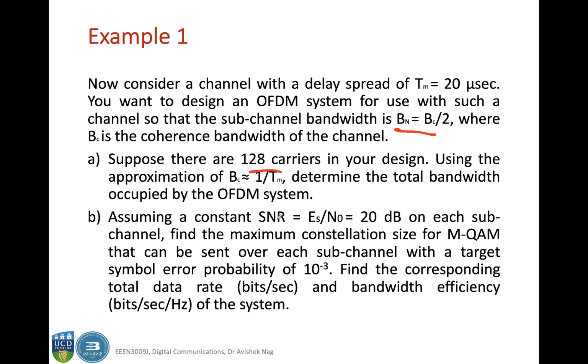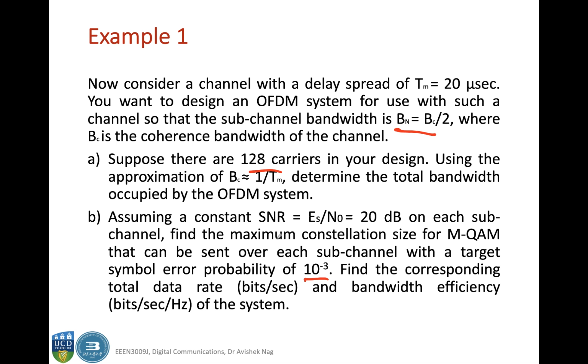Now let's look into part B. Assuming a constant SNR equal to Es over N0 equal to 20 dB on each subchannel, find the maximum constellation size for MQAM that can be sent over each subchannel with a target symbol error probability of 10 to the power minus 3. And then find the corresponding total data rate and bandwidth efficiency of the system.